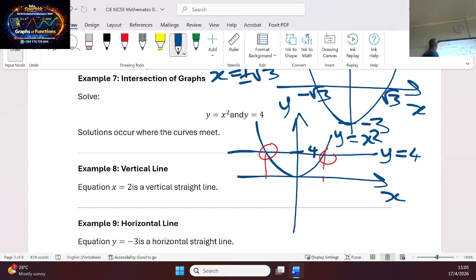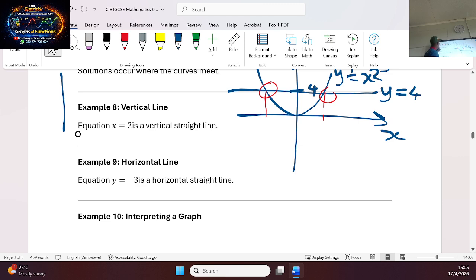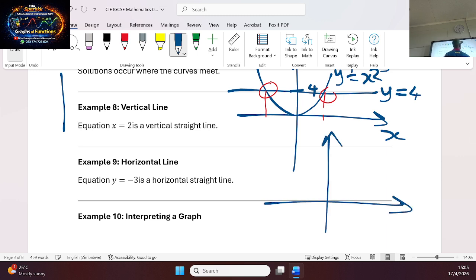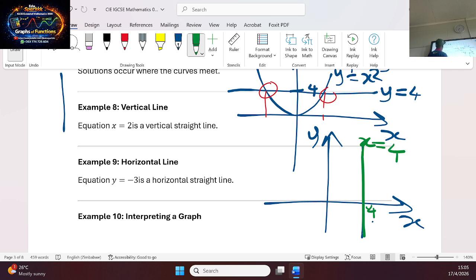Then next we have a vertical graph. A vertical graph is a graph where we do not have y. It's only x. And if I'm to sketch that vertical graph, it's any graph that does not have the y. So this one here in green is an example of a vertical graph. Let's say this was a point where x is 4. So this will be x equal to 4. It doesn't have y.